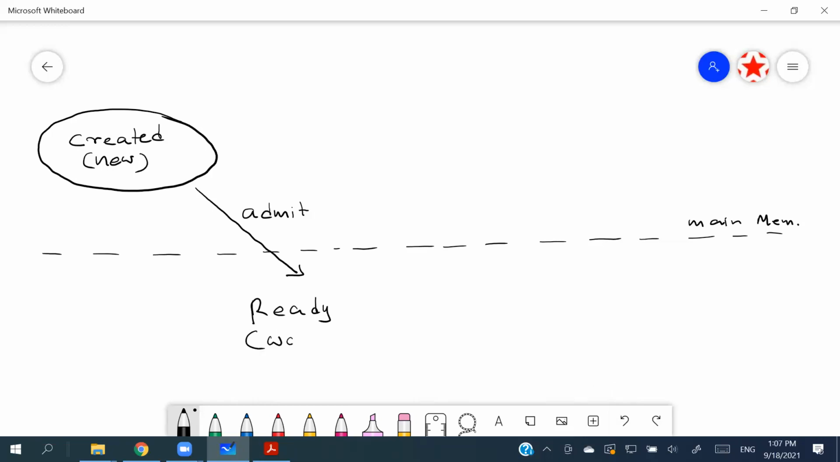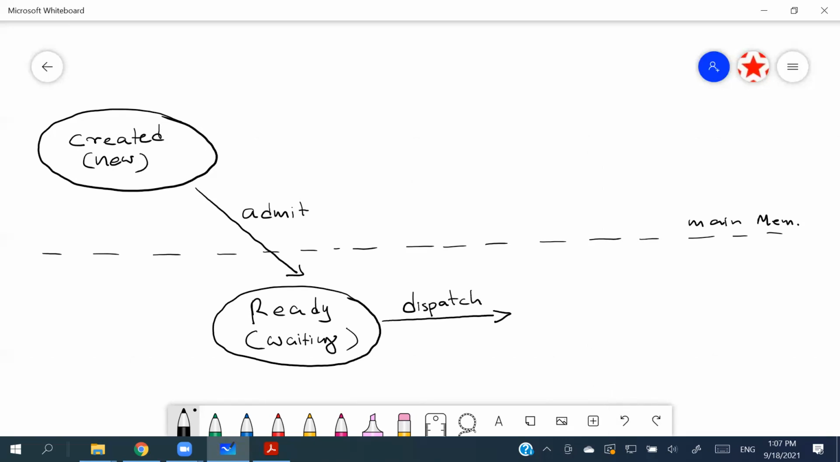Sometimes we call this waiting. So this is the state once it reaches the main memory. When a particular process has a ready state, it can be dispatched. Dispatch means we send it. So it can be dispatched to the CPU by assigning the running state. So you can have the running state due to a dispatch.